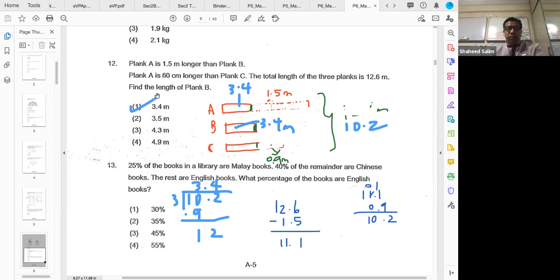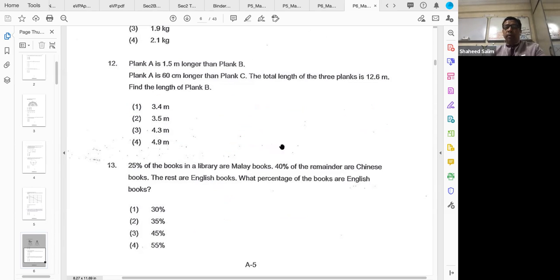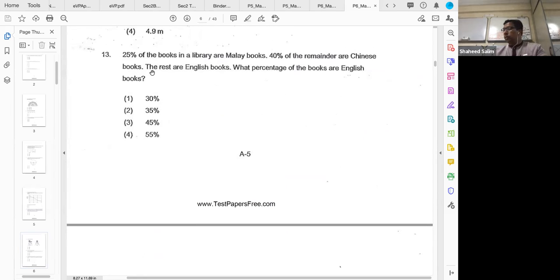Can you see now how to do it? Okay, we move on again. The next one, percentage. You must know this one.